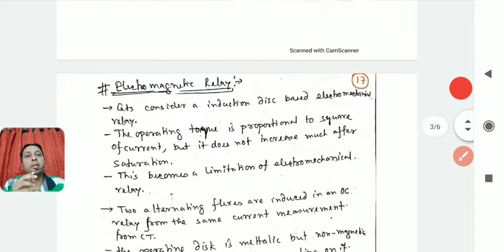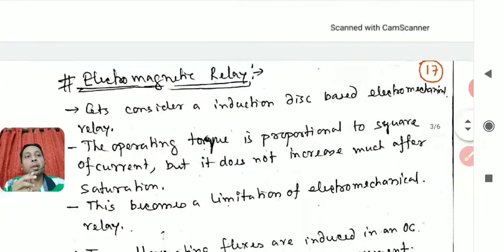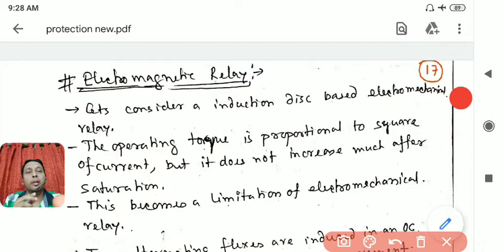Next topic is the electromagnetic relay. How does it operate? Let's understand it very clearly. This is the basic relay which was used in earlier days, and that philosophy is incorporated in the new versions of relays. It's an induction-based electromagnetic relay, which I have taken just for understanding. There are different types of relays.